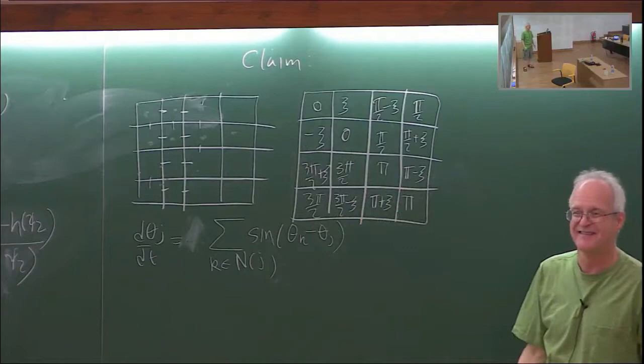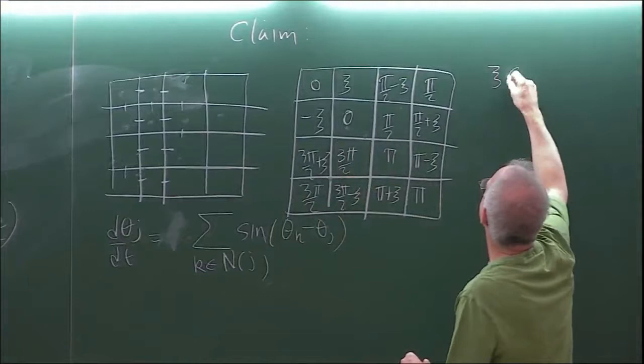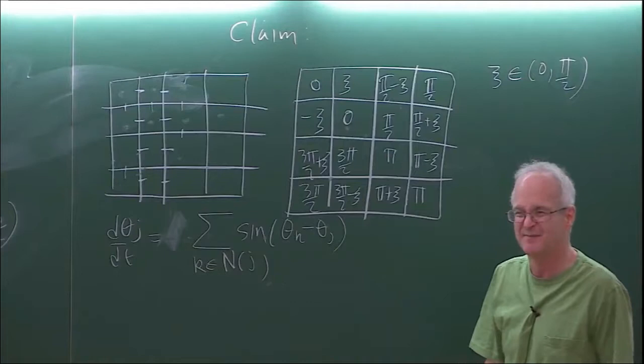I claim that there's a solution to this equation, a phase lock solution, that has this form. And C is between 0 and pi over 2, okay?